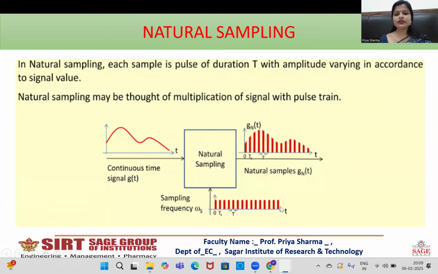A train of pulses is passed into the sampler, and the sampling frequency of this should be greater than or equal to twice of the maximum frequency of this continuous time signal, and hence natural samples are created like this. You can see that the tops of these pulses follow the continuous signal. So the train of pulses will follow the signal at the edges of the signal. In natural sampling, each sample is a pulse of train T with amplitude varying in accordance with the signal value. Natural sampling may be thought of as multiplication of the signal with the train of pulses.